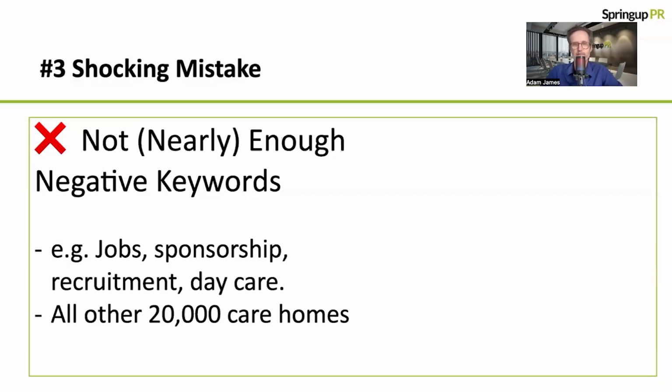Plus, there are 20,000 care homes in the UK. Every single one of those should be in your negative keyword list. Why? Because you don't want your ads to be seen when someone is searching under Joe Bloggs Care Home, for example. This is so important. And again, when we look at Google pay-per-click care home accounts, we find this is not nearly enough.